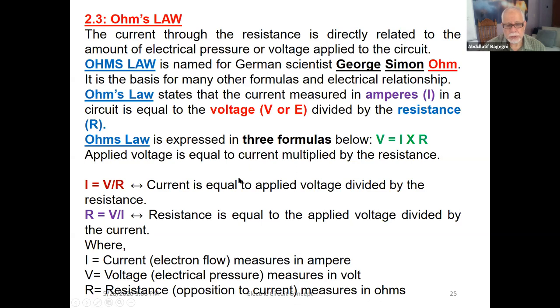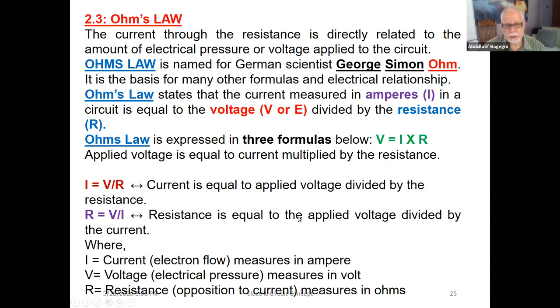From that formula, we could find I. If we are given the voltage across the resistance R, we'll be able to find I. So current is equal to the applied voltage divided by the resistance. Also from this formula, we can determine the resistance R. If we divide both sides of this equation by I, we get R. So R will be V over I, as it shows here.